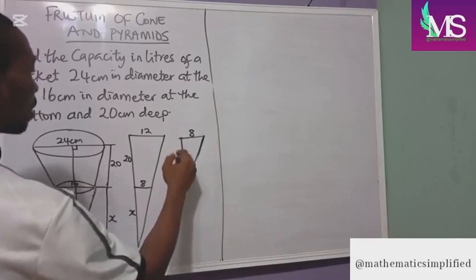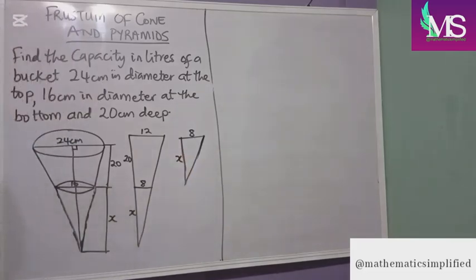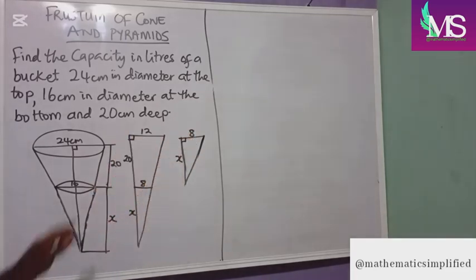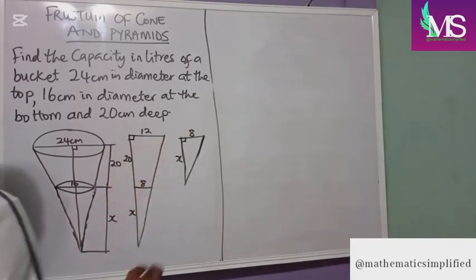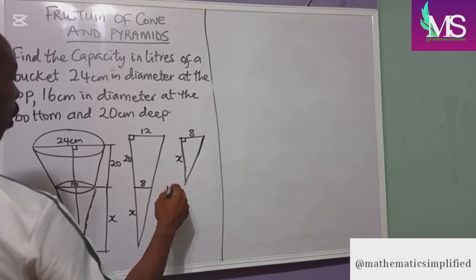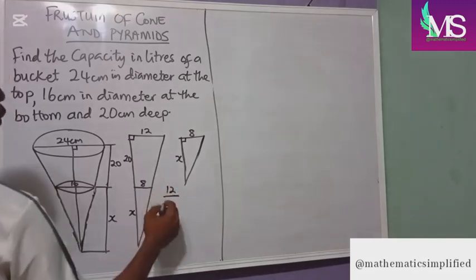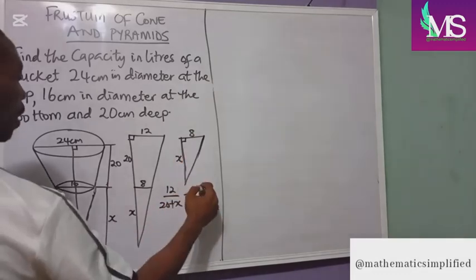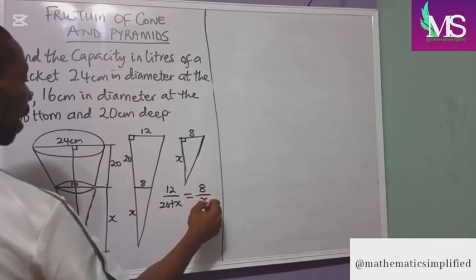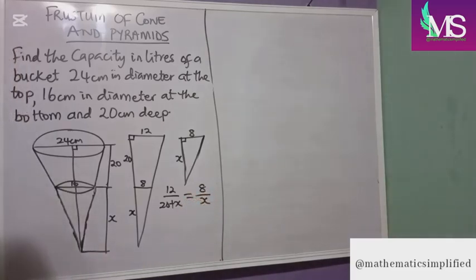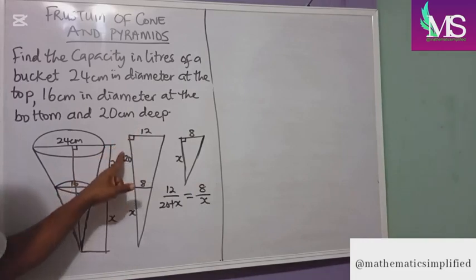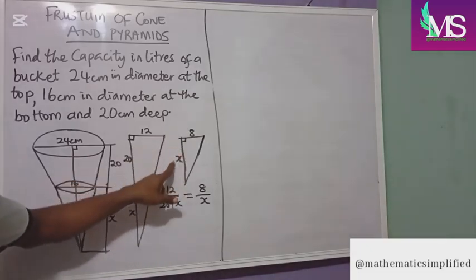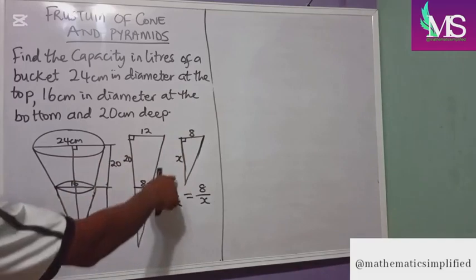Now this is 8 and this is x. Now we can see these two are similar triangles. Since they are similar triangles, we can equate them to be equal. Now this will become 12 all over 20 plus x equals to 8 all over x. Alright, you can see that the 12 all over 20 plus x, which is my height, equals to 8 all over x, which is my height.